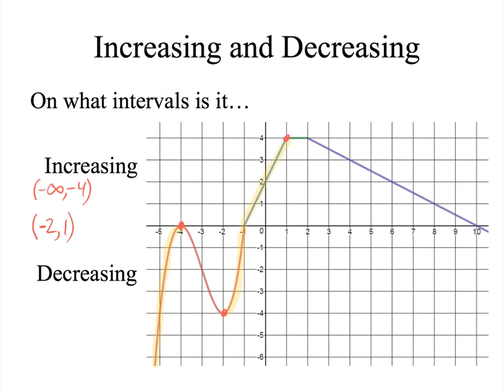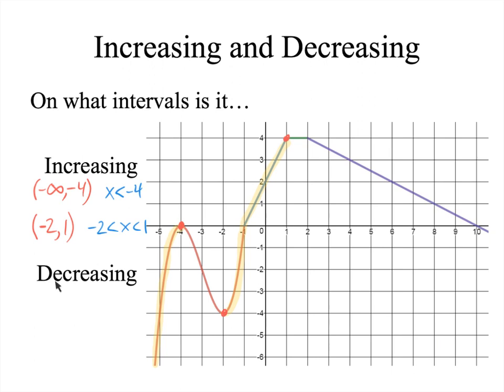Now, let's write the other notation just to practice it, even though you don't normally write increasing, decreasing in the other notation. But the other notation would be this. x is less than negative 4. That's another way to say from negative infinity to negative 4. And for the other one, it's saying negative 2 is less than x is less than 1. That's another way to say this. The interval notation is the most common for increasing and decreasing, but you can use these if you want.